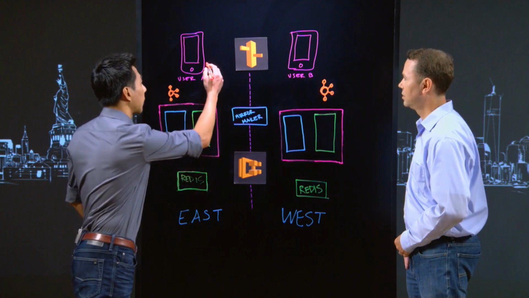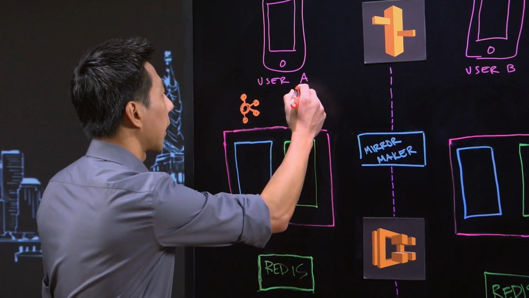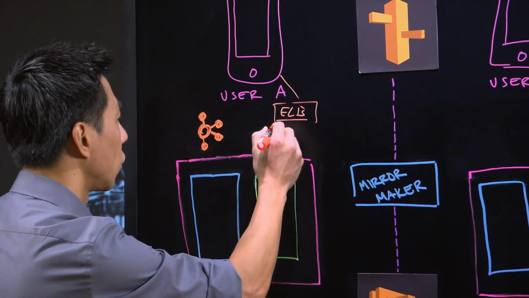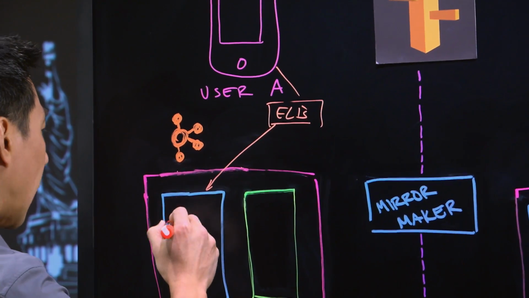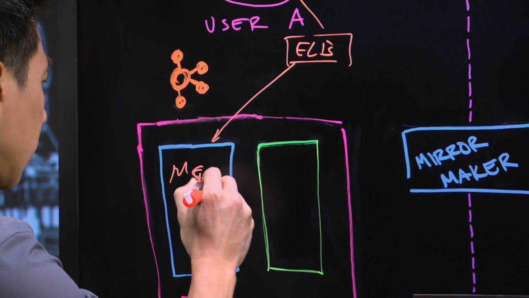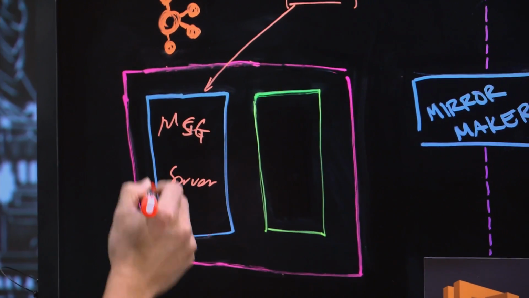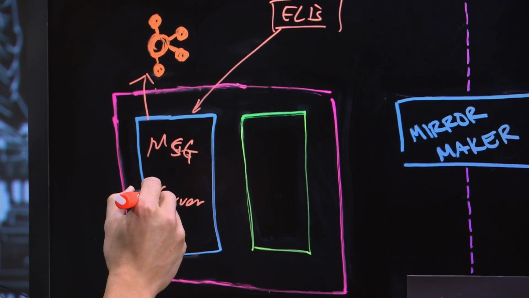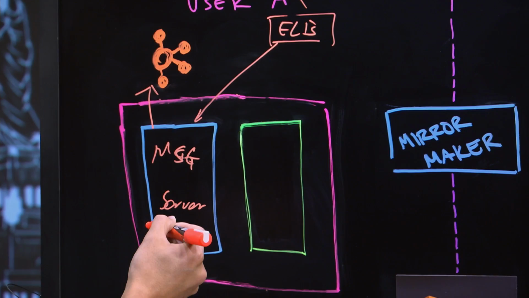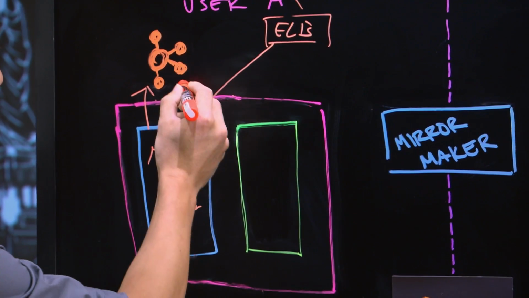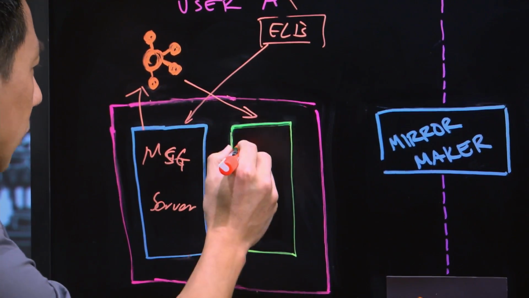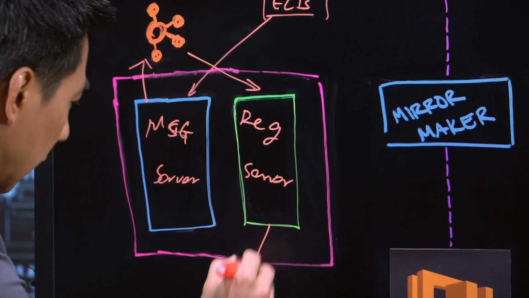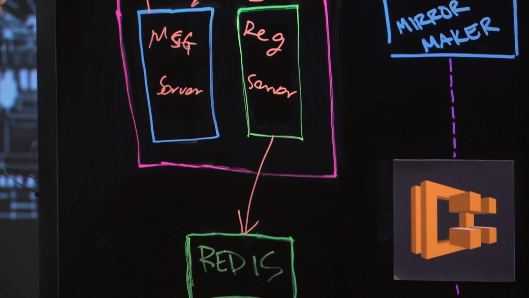So the first step is they talk to Route 53 and connect to this region through ELB. ELB will connect them to one of our servers called a message server. When they connect to the message server, it sends a message into Kafka about their location, because we need to know which server the user connects to. Once the message goes to Kafka, another server called the registration server picks up the message and stores the location information in the Redis key value store.